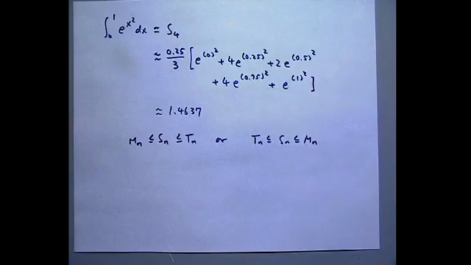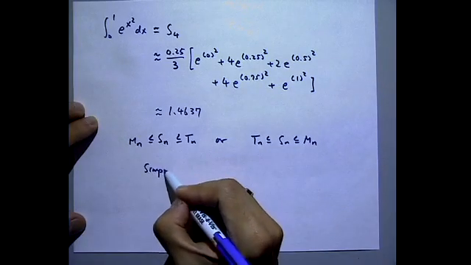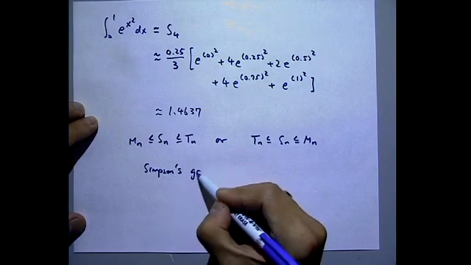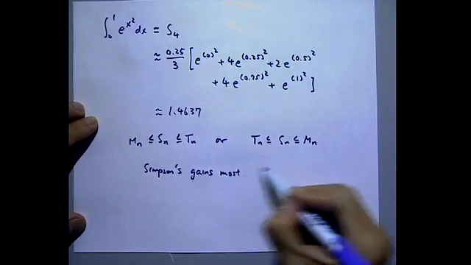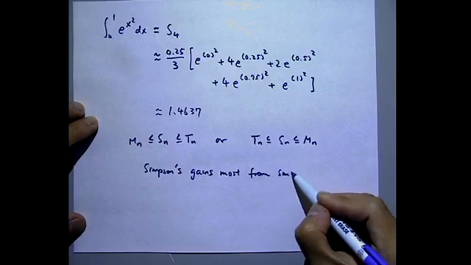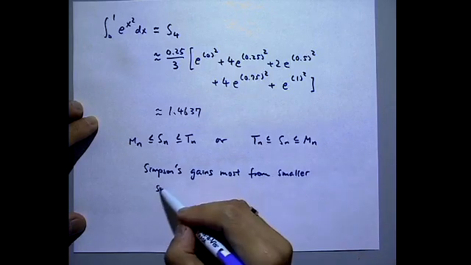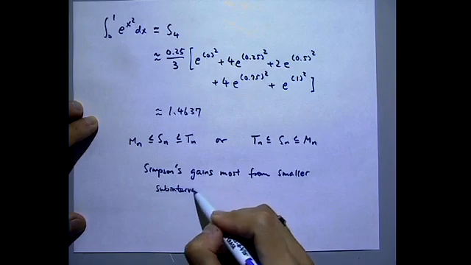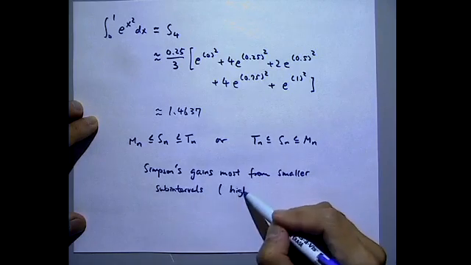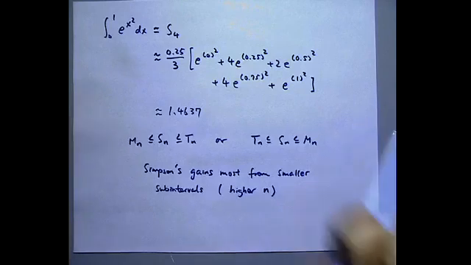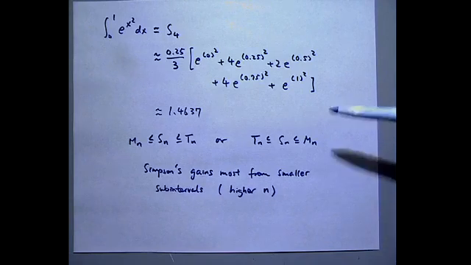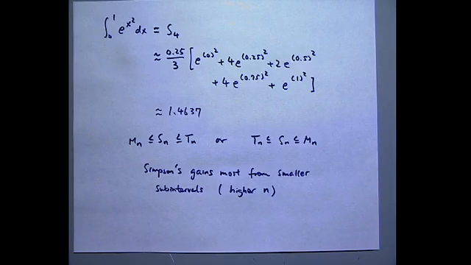And Simpson's rule gains the most from smaller subintervals. In other words, higher n. So each time you multiply n by 2, Simpson's rule will gain the most from that in terms of accuracy, while the midpoint rule and trapezoidal rule gain something, but not to the same extent that Simpson's rule would give you.